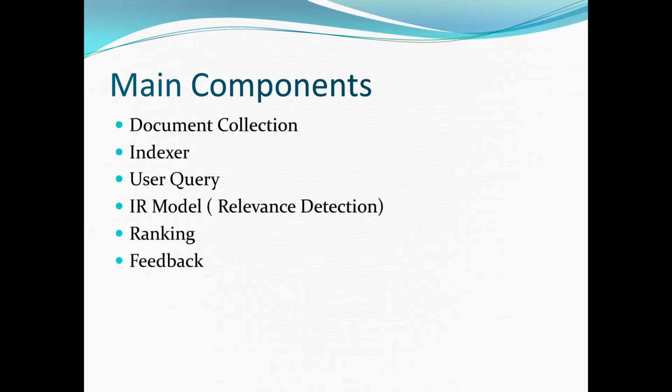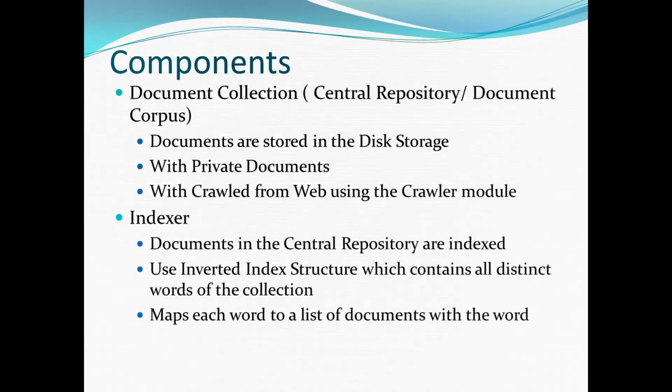There are 6 components. The first one is document collection. The next one is indexer. Then the user query component. Then information retrieval model. It is a very critical component in IR system because it will decide whether a document is relevant to the query or not. Then ranking method, then feedback mechanism. We see the functions of each component one by one.